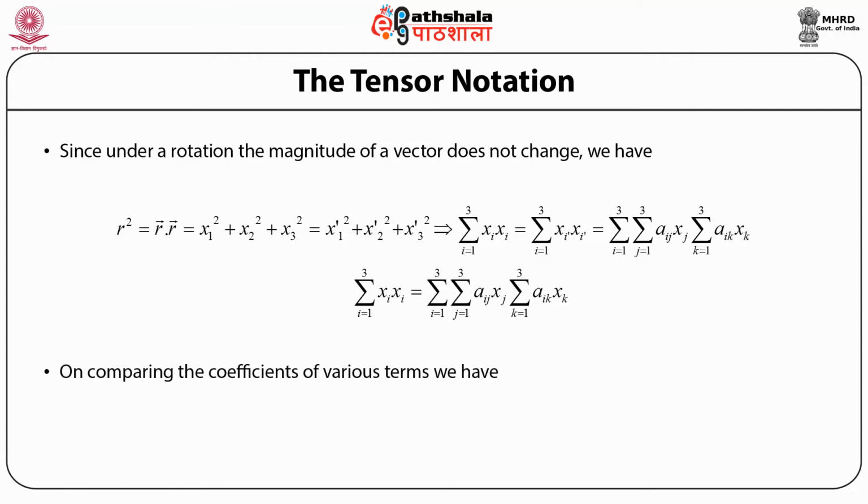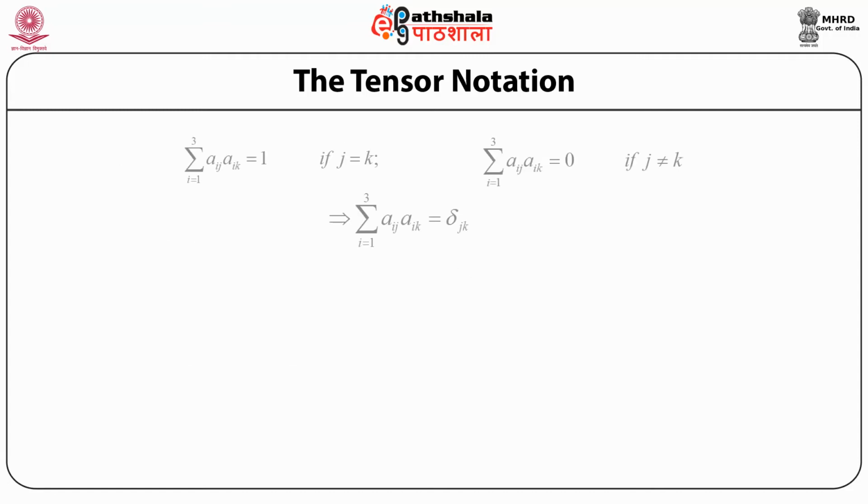So on comparing the coefficients of various terms, we have the summation over i equals 1 to 3 of aij into aik is equal to 1 if j is equal to k. The summation over i equals 1 to 3 of aij aik is equal to 0 if j is not equal to k. So this implies that the summation over i equals 1 to 3 of aij aik is equal to delta jk.